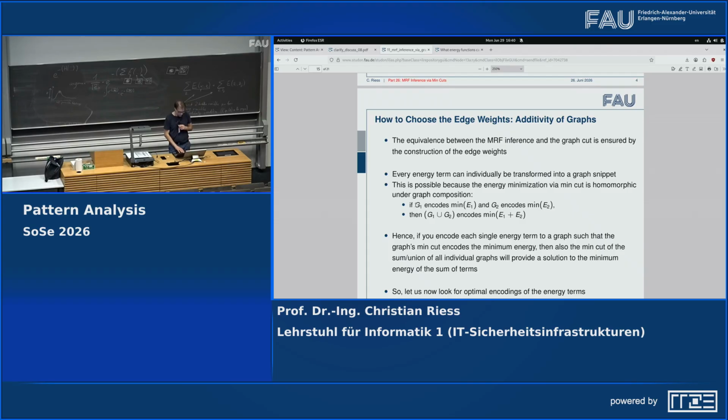So if graph G1 encodes the minimum of an energy function E1 and graph G2 encodes the minimum of an energy function E2, then the union of these graphs encodes the minimum of the energy function E1 plus the energy function E2. And this is exactly the point here, that our objective function is just the sum of all these energy functions.